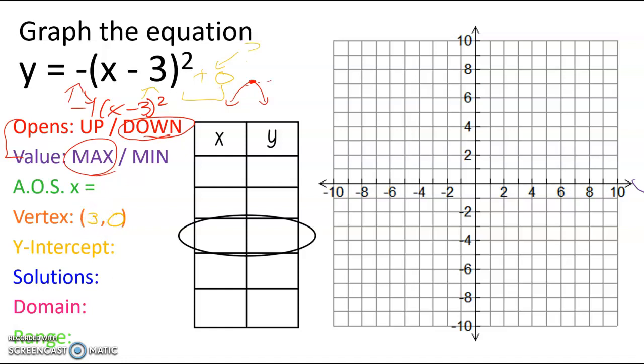All right. And then from there, I can find my axis of symmetry. It's x equals the x value of my vertex, which is 3, so it's just x equals 3.